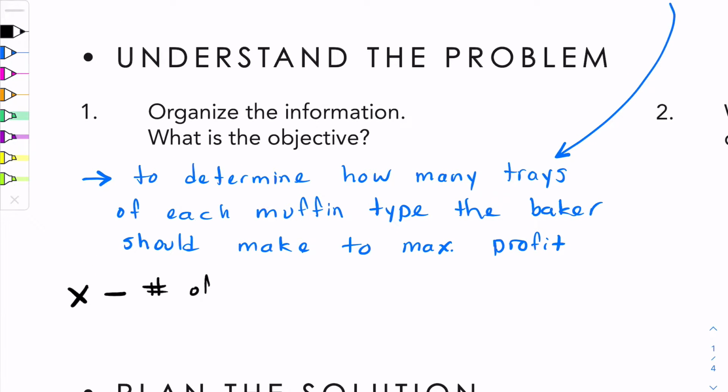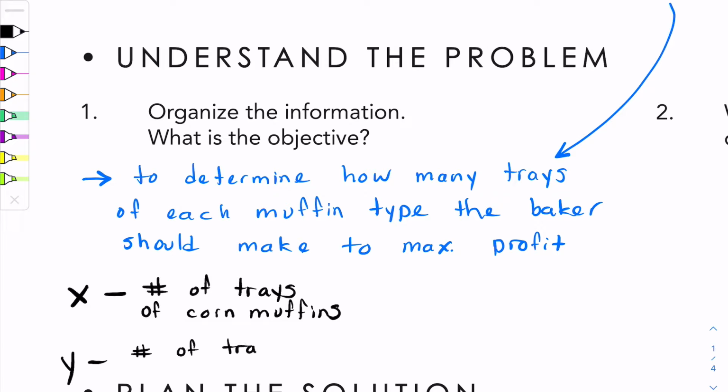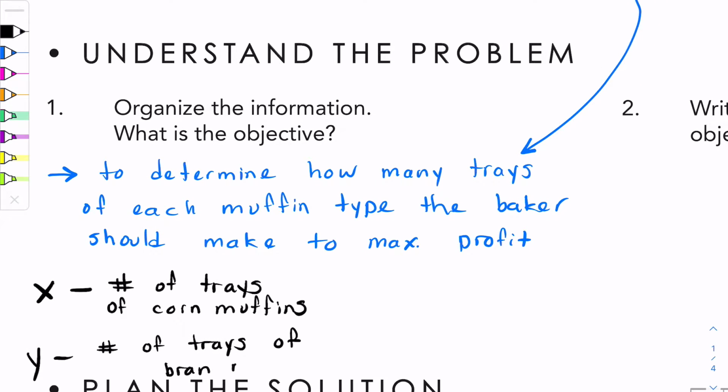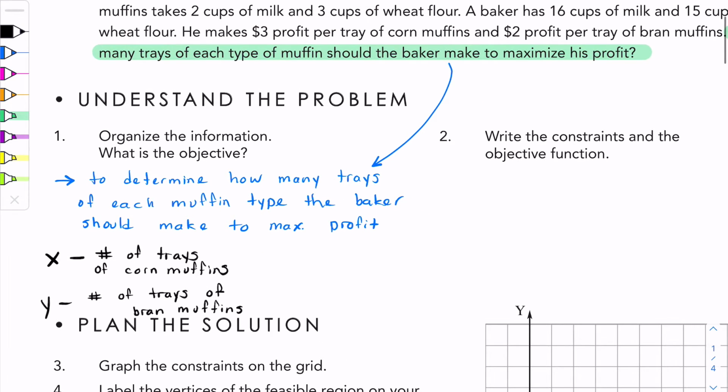So number of trays of corn muffins for X. And for Y, we're going to do number of trays of bran muffins. And again, I found that right from that objective sentence or the question that's posed to you. Within that question, you're clearly missing the type of trays or the type of muffin, how many you need to make.